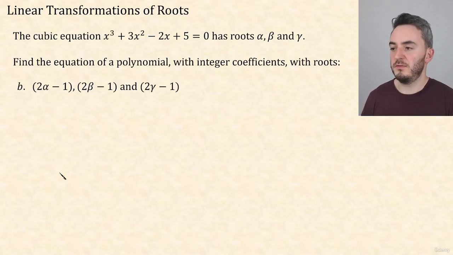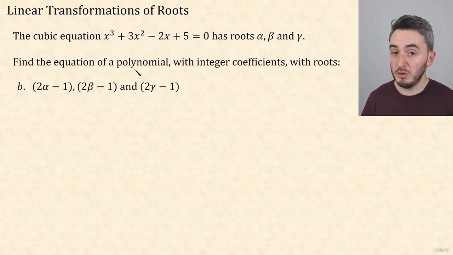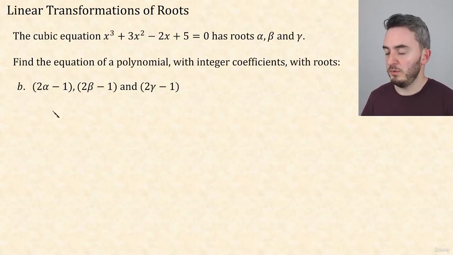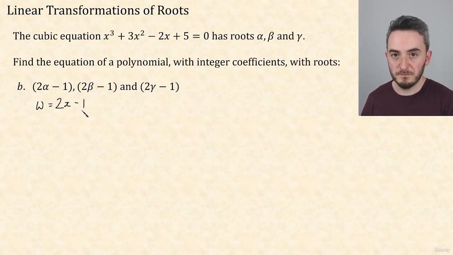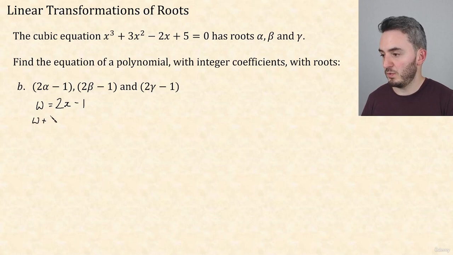Let's look at a slightly harder version. So same initial cubic here, but now we want roots of 2 alpha minus 1, 2 beta minus 1, and 2 gamma minus 1. So all we need to do is the same thing as before and say each of my w roots is 2 times my x roots minus 1. Rearrange to make x the subject and we get w plus 1 over 2.